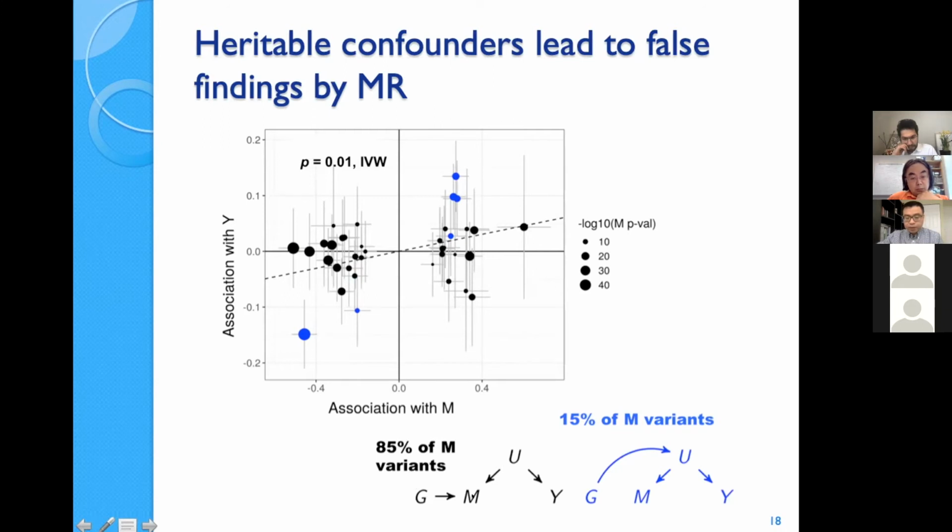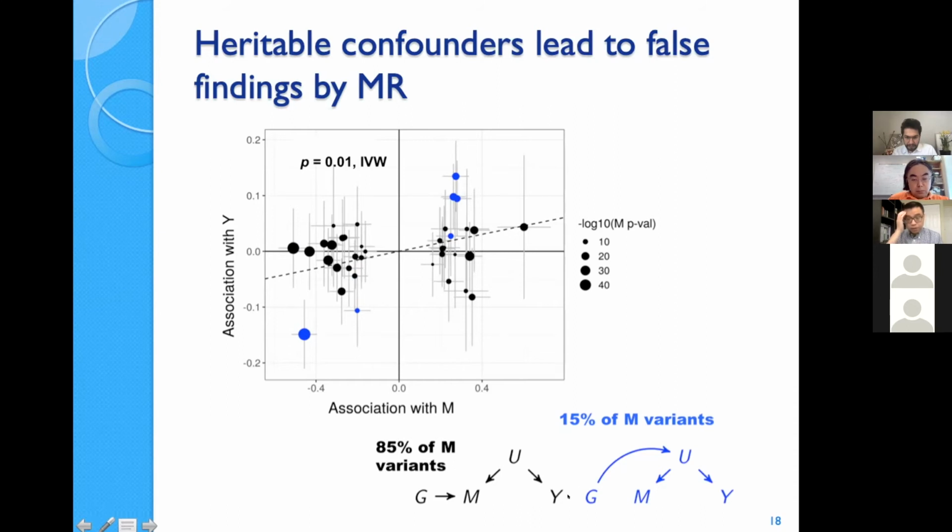So we have a lot of variants acting on M, but most of them, 85% of them, don't affect U. But 15% of variants acting on M actually act on M through this unobserved confounder U. So you can think about U as BMI. Imagine BMI acts on lipid: some variants act on BMI, which in turn acts on lipid, so those variants will be associated with lipid. But there are other mechanisms that genetically affect lipid level. So 85% of variants don't affect the lipid level.